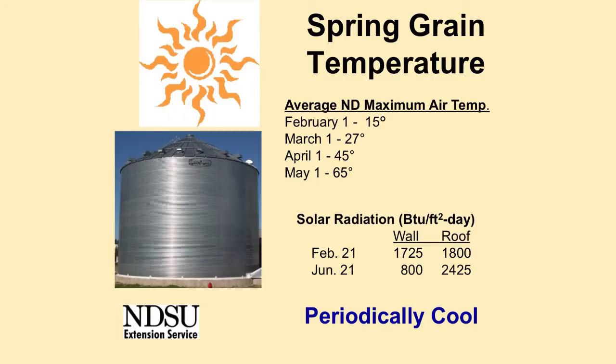In addition to the outdoor temperature increasing during late winter and early spring, solar energy will warm grain at the top of the bin and near the bin wall above the average outdoor temperature. The amount of solarization on the south wall of the bin on February 21 is more than double the amount on the south wall on June 21. It is important to monitor the barley and periodically aerate to cool the stored grain during the spring.